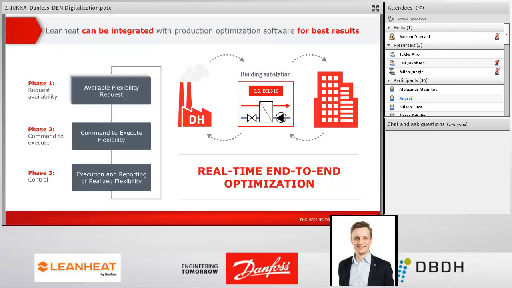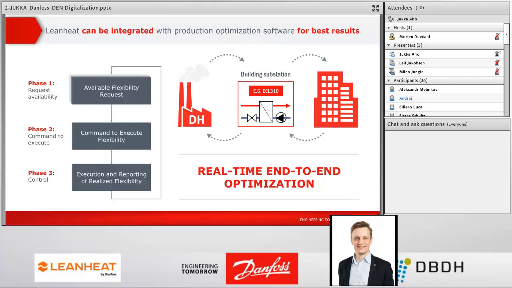Basically, in this model, each of the substations, each of the buildings, is exposed as a separate battery to the production optimization system. The production optimization system can ask each of the substations how much flexibility they have available for the future hours to either go up or go down in use of demand. And these requests can be done thousands of times to ask what would happen if I do this kind of control.